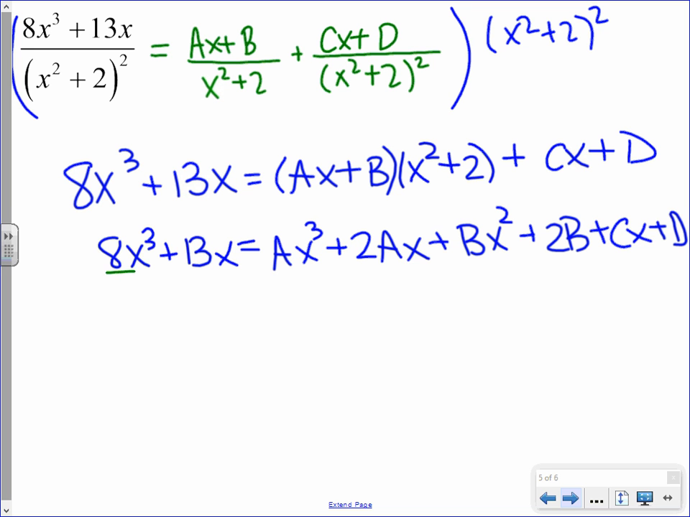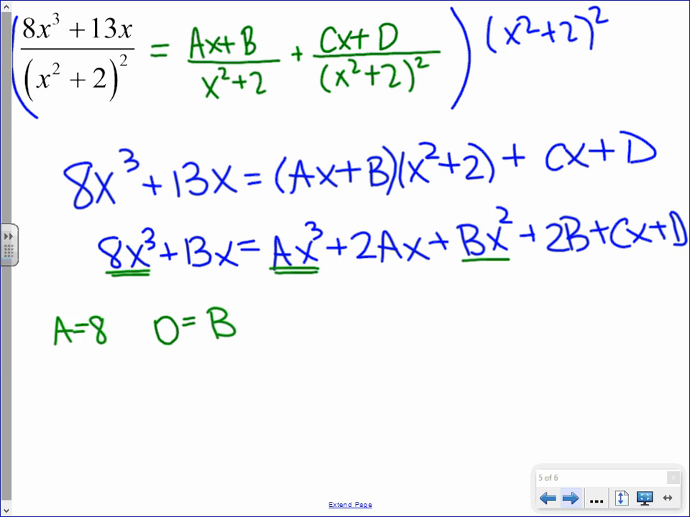Okay, so first let's look at 8x cubed. And I'm going to find any other x cubed over here. What do we know? A equals 8. Okay, we're just going to compare coefficients. Now, I don't have an x squared on the left side, which means what is its coefficient? 0. Okay, and then I'm going to go find all of the x squareds over here. Is it just b? So 0 equals b. Cool, we have two of them taken care of.